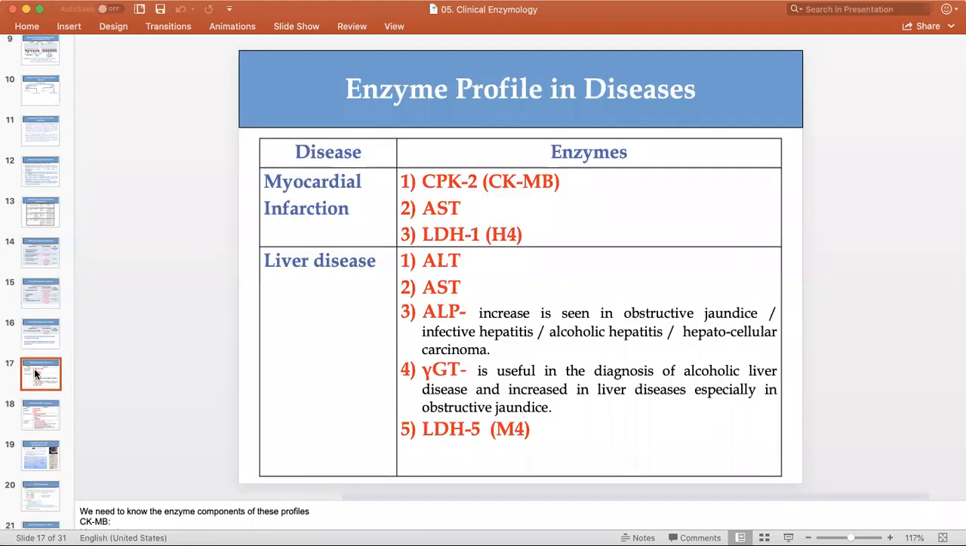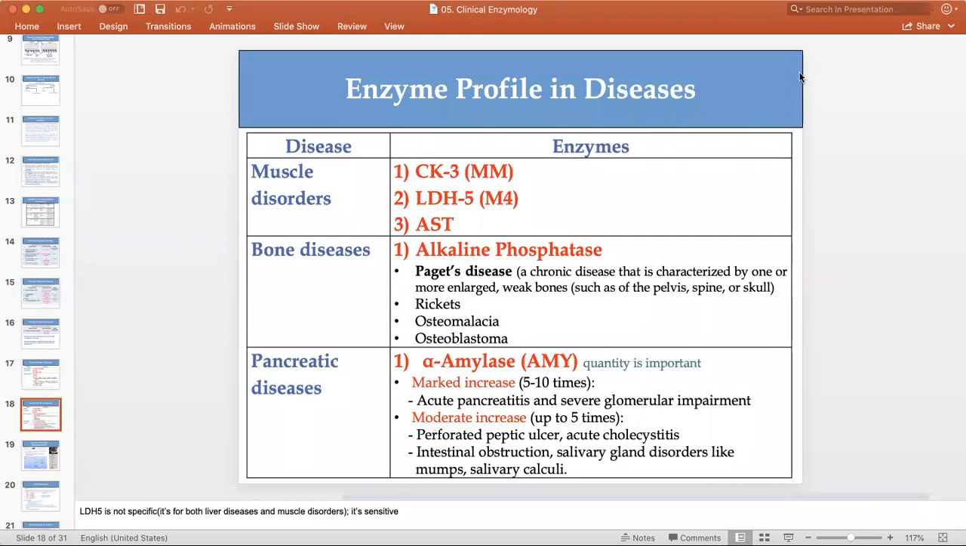A few examples of the diseases and their enzymes that we look at. So myocardial infarction, there is CKMB that we look at, AST, LDH. In liver diseases, we have ALT, AST, ALP, GGT, LDH. So this is the whole liver profile that we look at. In muscle disorders, we may look at the CK, the creatine kinase. There's also LDH and the AST, which is present in the muscles. So any rise in these will indicate that, okay, something is wrong, probably with the muscle, because these specific isozymes, they are present in the muscles.